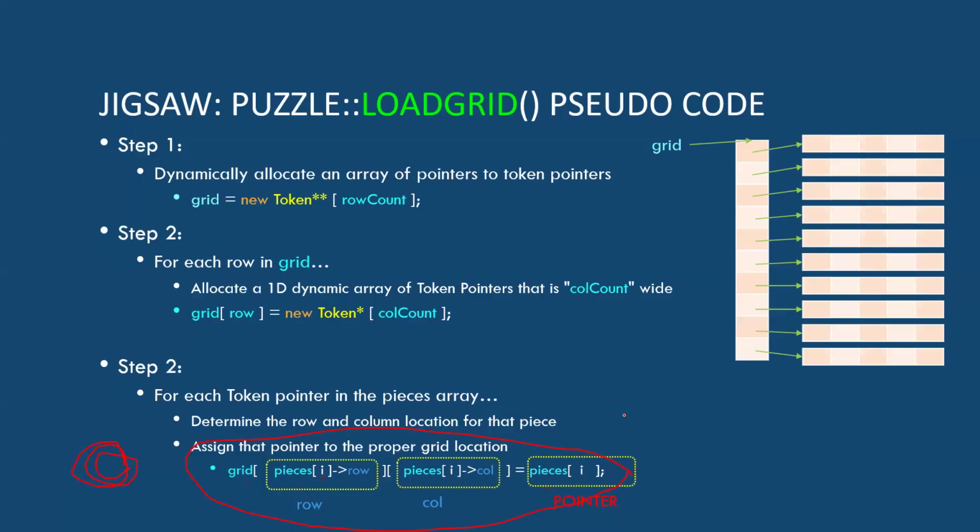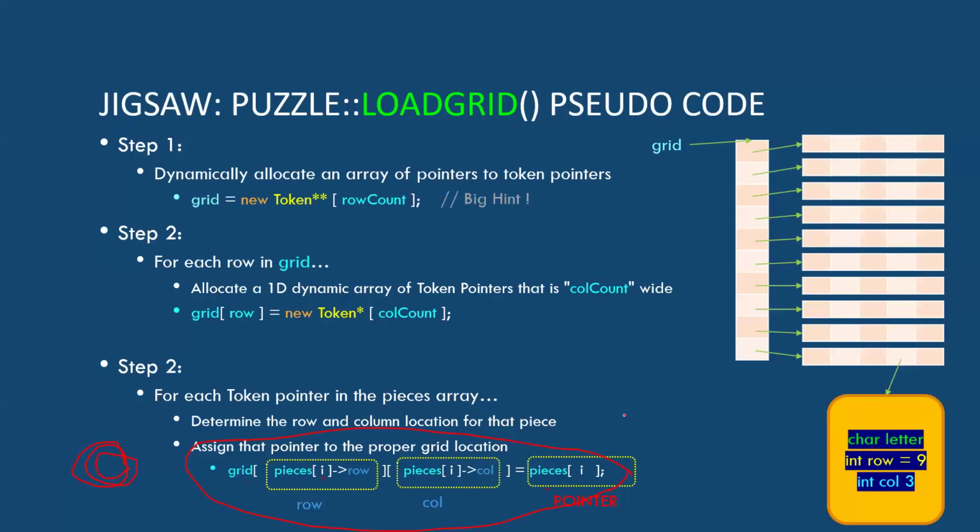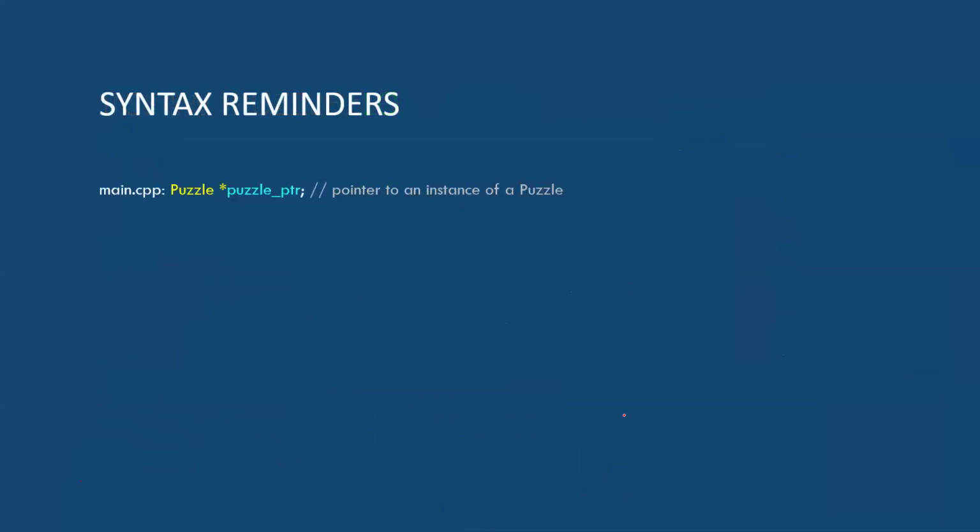But that's some cool little code, right? So we're copying a pointer from there over into the grid so that they're both pointing to the same token piece, okay? So there's an example of that, okay? So, and those are the big hints for this one. Definitely save load grid until you've done your constructor, okay? So let's take a look at a couple syntax reminders and then we'll jump into our just practice stuff for today.